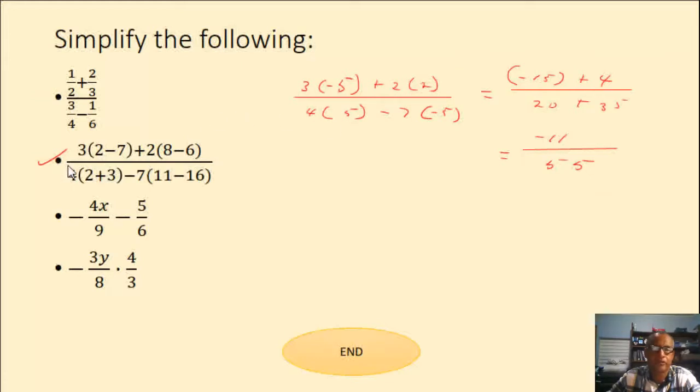Likewise here, I can just go simplifying. 2 minus 7 is minus 5. 8 minus 6 is 2. 2 plus 3 is 5. 11 minus 6 is minus 5. And so then this gives me minus 15. This gives me 4 times 5, 20. This gives me plus 35. And then here I get minus 11. And down here I get 55.